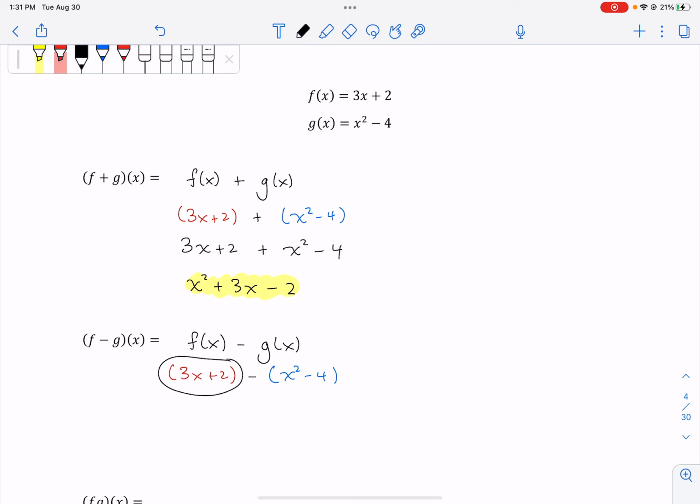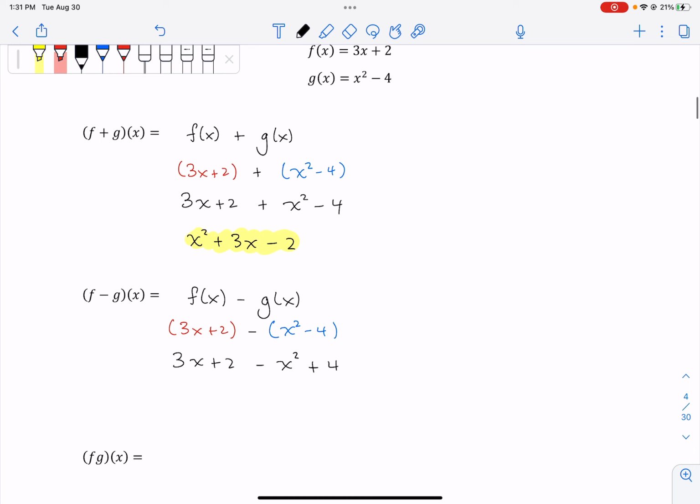If we look at the first one, you don't need the brackets. But if you look at the second one, you definitely do, because the negative bombs in, and becomes negative x squared and positive 4. This is now negative x squared plus 3x plus 6. That is your answer here.